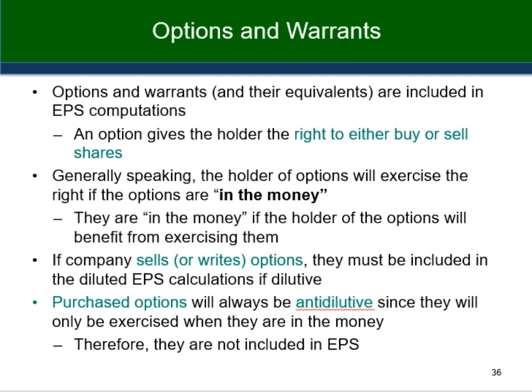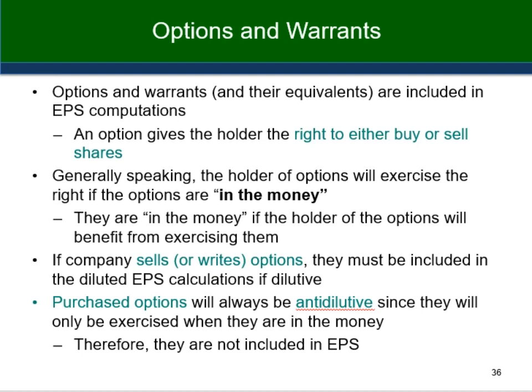So options and warrants are included in the earnings per share computations. An option, as we're aware from previous discussions, gives the holder the right to either buy or sell shares. The right to buy is a call option, the right to sell is a put option. So generally speaking, the only time the holder of options would exercise the option is if the options are in the money, and they're in the money if they can actually make money from exercising them.